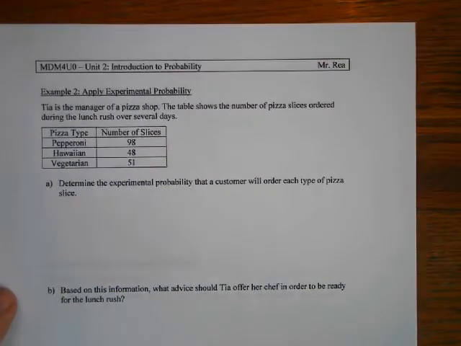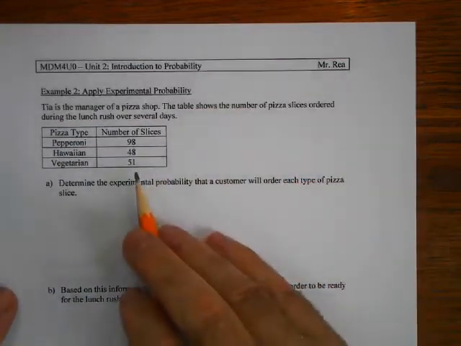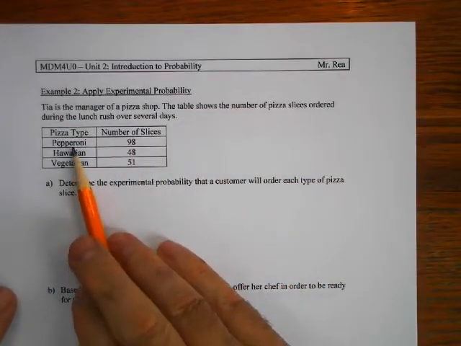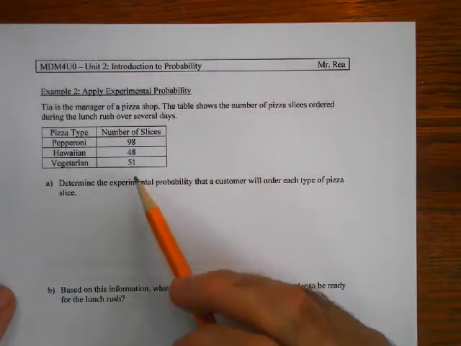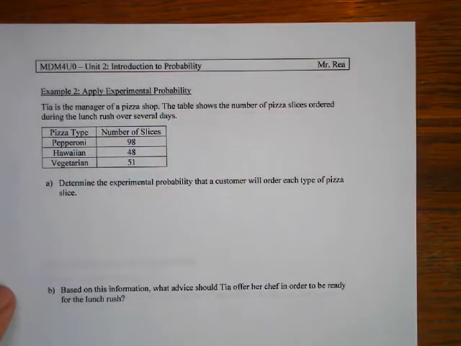The table shows the number of pizza slices ordered during the lunch rush over several days. So we've got 3 types of pizza: pepperoni, Hawaiian, and vegetarian, and this is the number of slices that were ordered for each type of pizza. So the first question is determine the experimental probability that a customer will order each type of pizza slice.